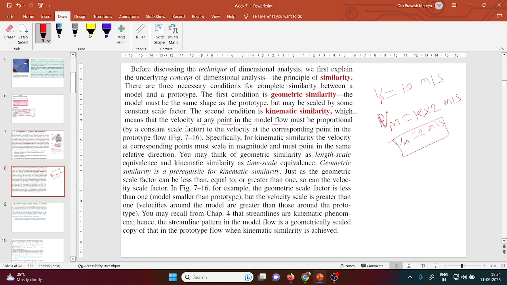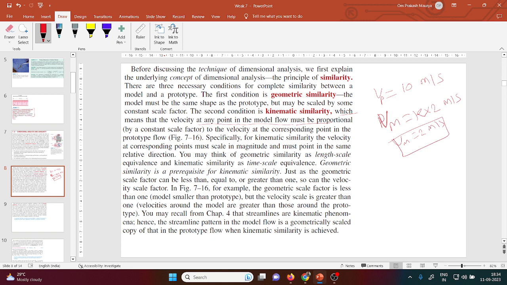Based on that, you prepare the dimensions, you make the geometric similarity. Basically, all these things are interlinked. We'll see when we discuss the Froude model and the Reynolds model how the velocity and length, that is the kinematic similarity and the geometric similarity, are related with each other. It must be proportional to the velocity at the corresponding point in the prototype flow.